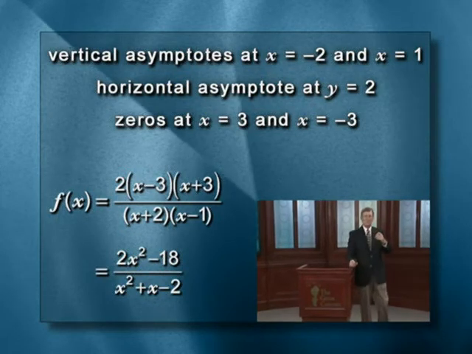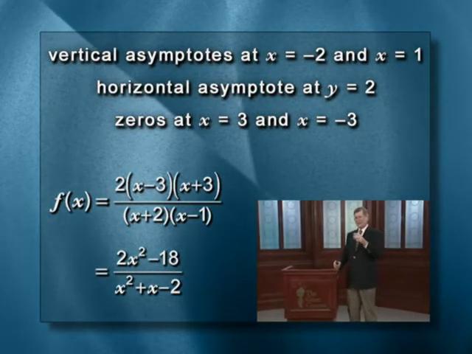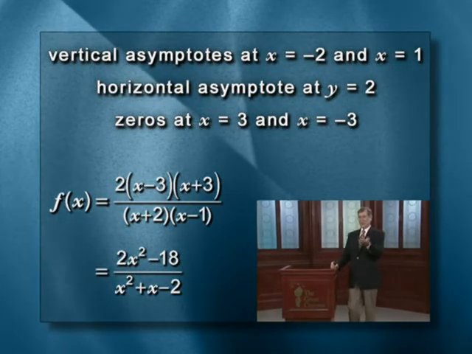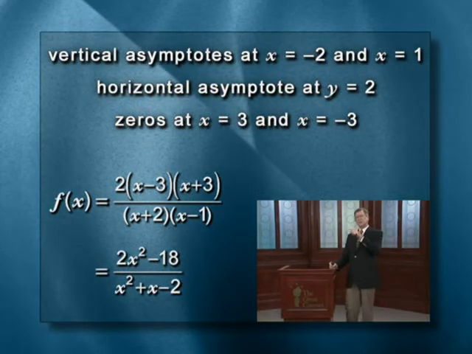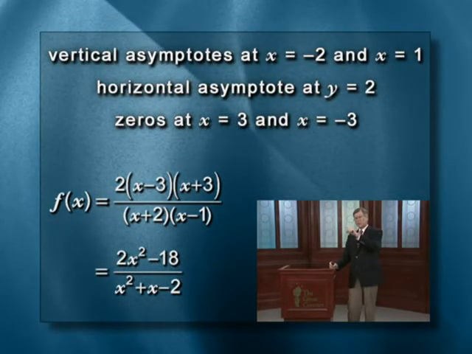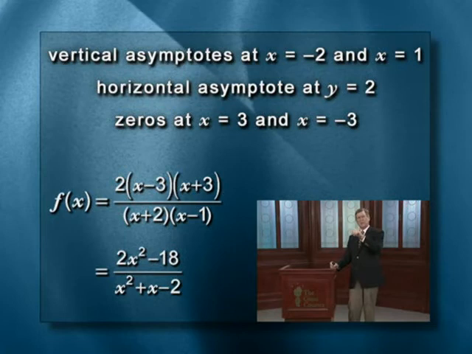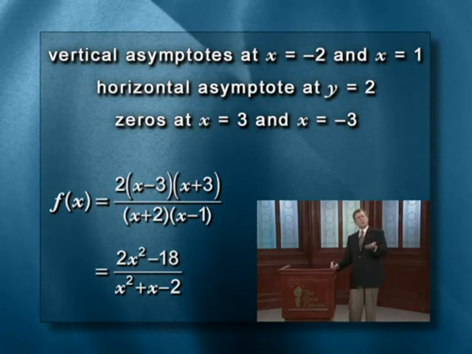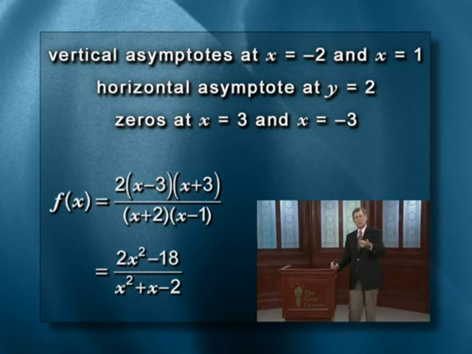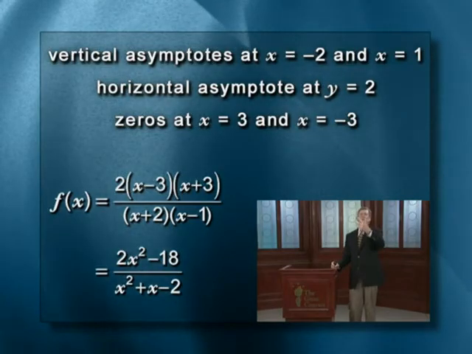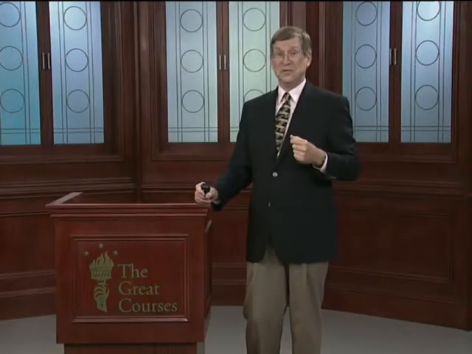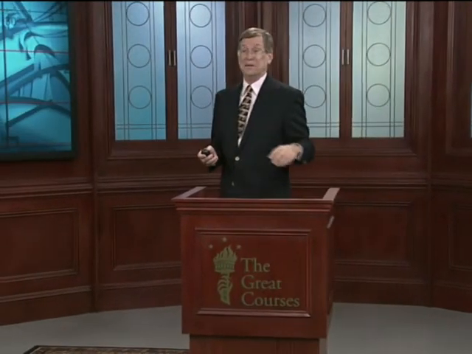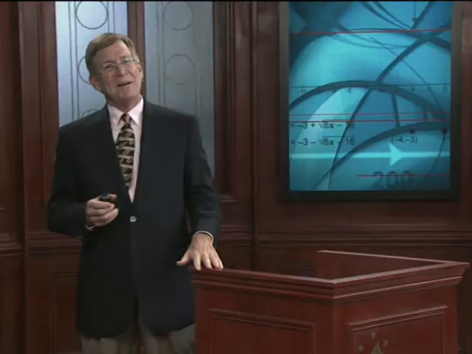So you're the teacher. Here's what you do. You ask the students on a test, dear students, here's a problem: 2x squared minus 18 over x squared plus x minus 2. I want you to find the vertical asymptotes, the horizontal asymptote, and the zeros. Tough question, but we know how to do it because we sort of did it backwards. Okay.